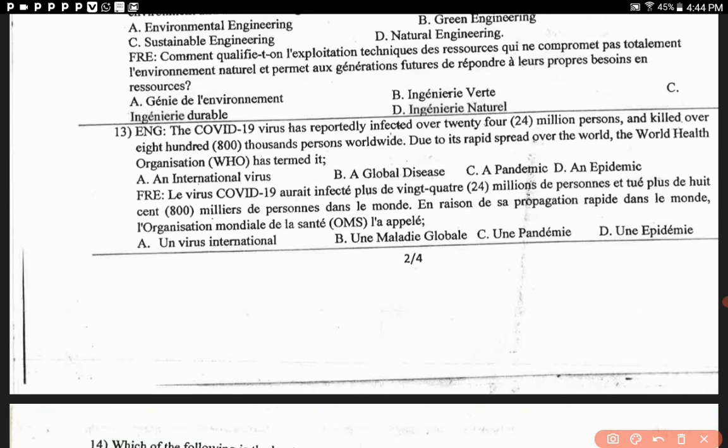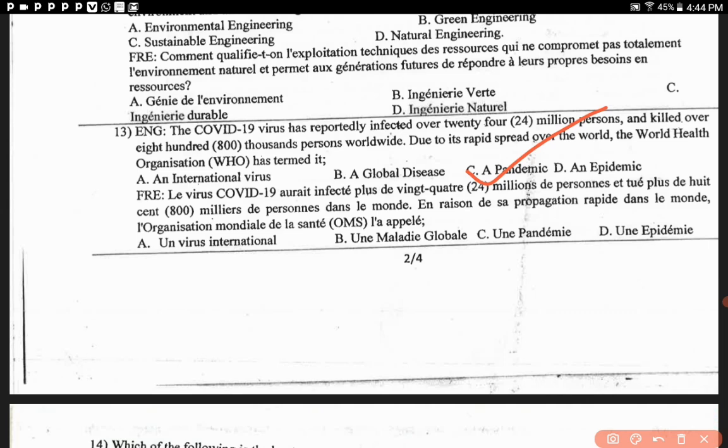The COVID-19 virus has reportedly infected over 24 million persons and killed over 800,000 persons worldwide. Due to its rapid spread over the world, the World Health Organization has termed it a pandemic. What are those options? Pandemic. Good.